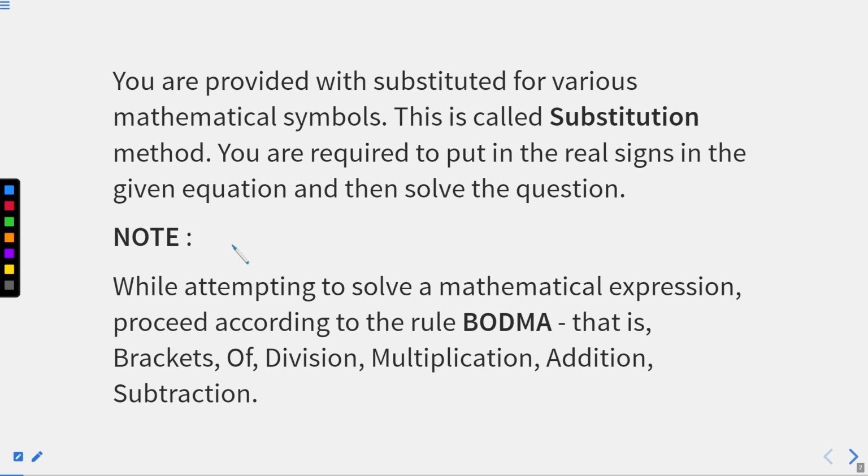Make a note: while attempting to solve a mathematical expression, proceed according to the rule based on BODMAS, that is bracket, of, division, multiplication, addition and subtraction. This is the full form of BODMAS. This is how we proceed while solving any mathematical expression. I hope this thing is clear, right? We are supposed to follow this instruction.